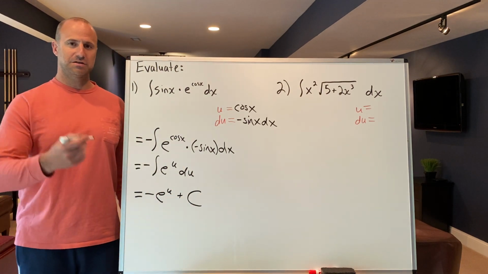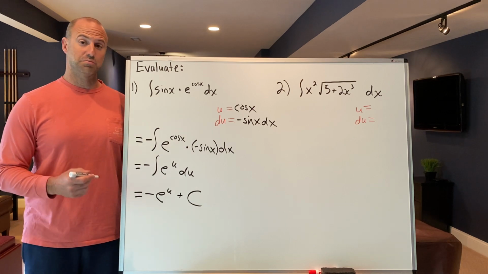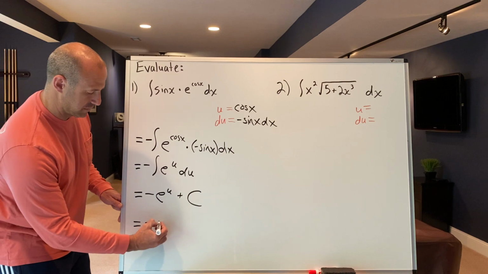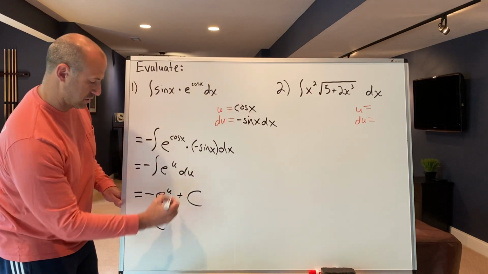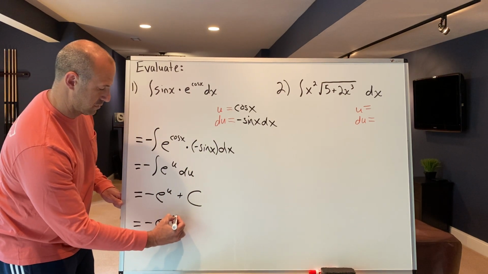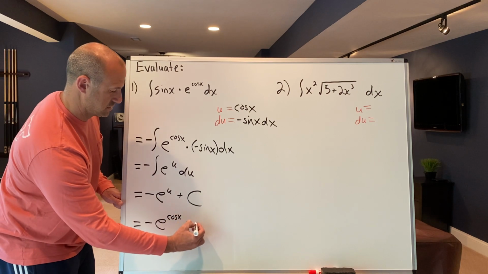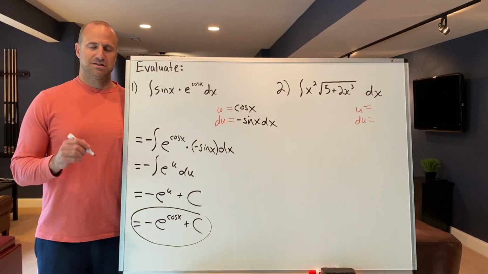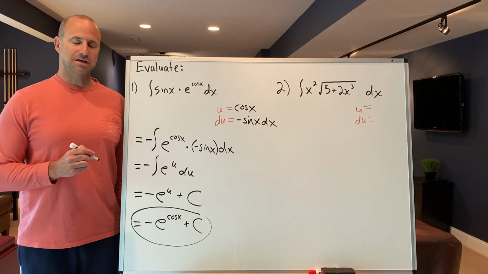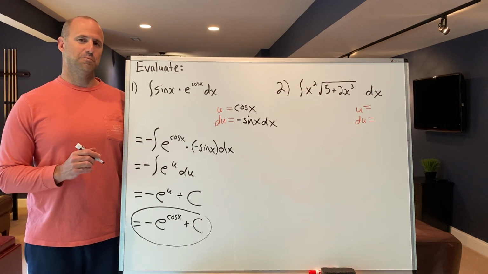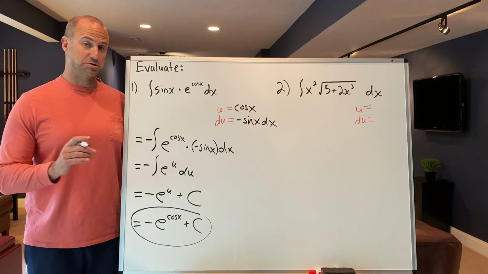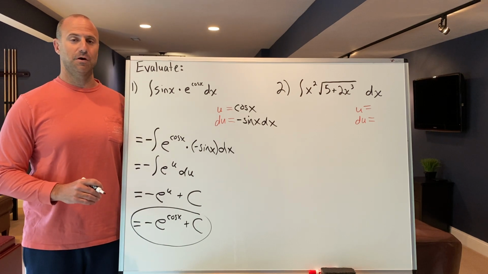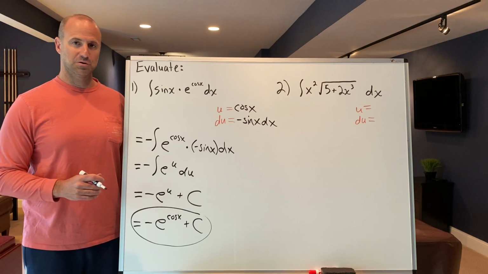Now, obviously we're not quite done because I need to put the x's back in. So that would be negative e to the cosine of x plus c. This is definitely the kind of thing where you need to see probably multiple examples. So I'm going to go ahead and just do number 2. I mean, if you're real daring, go ahead and pause me and try 2 on your own. But I'm going to go ahead and do number 2 right now.